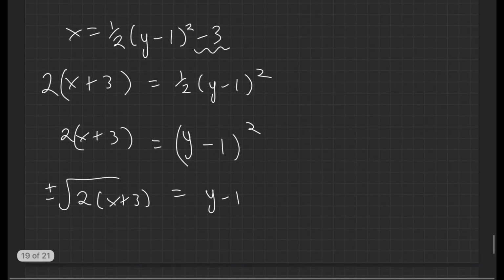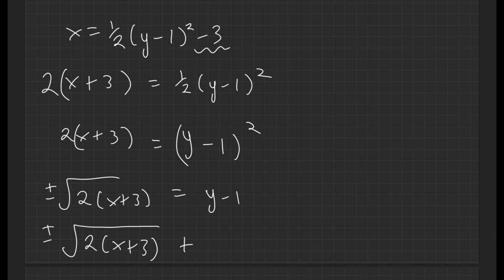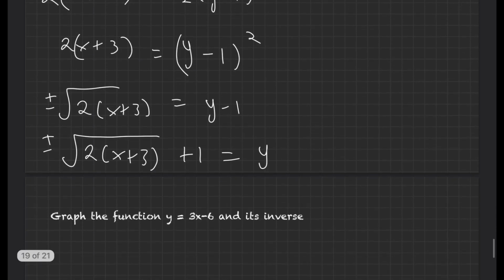Okay, and then the last step would be to subtract 1. So it'd be plus or minus the square root of 2(x plus 3), plus 1, is equal to y. Okay, good. So that's background.